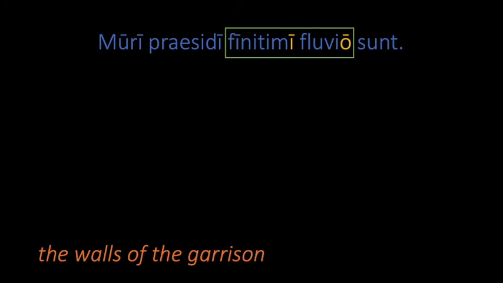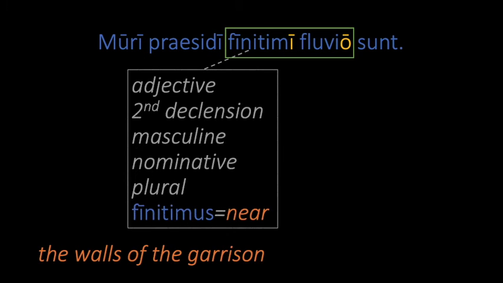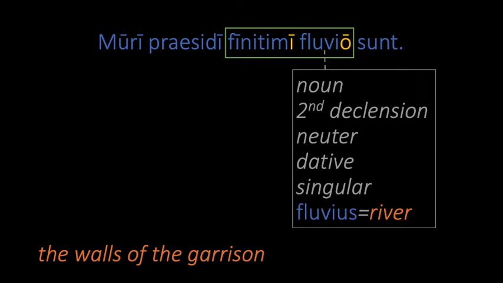Next we have finitimi fluvio. Finitimi is from the base finitimus, which is another one of those words that can be used as a noun or an adjective. For those interested, the technical term for the use of an adjective as a noun is substantive. This usage, however, is not substantive. As an adjective, finitimus just means near or neighboring. This form is nominative plural. Fluvio is the dative singular of fluvius, which means river.